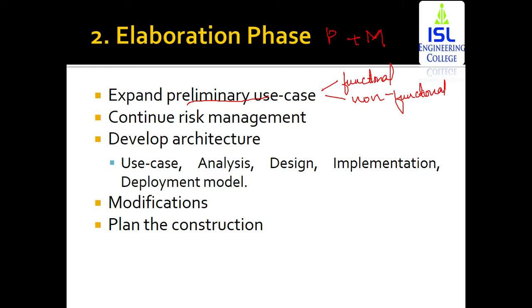Now the functional requirements are going to tell you what the system needs to do, and non-functional requirements are not going to affect the functional requirements. That can be like performance, accuracy, maintainability. Now again, it is a continuous risk management process. Now, within this elaboration phase, you're going to develop an architecture. Now, within the first phase, we have only developed the use case diagram. Now, after this use case diagram, you're going to design an entire architecture.